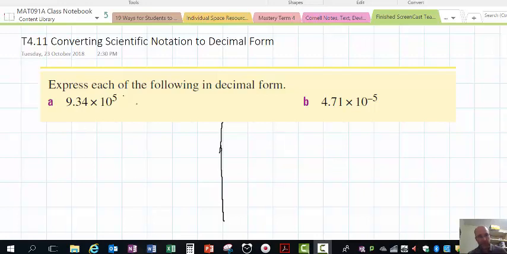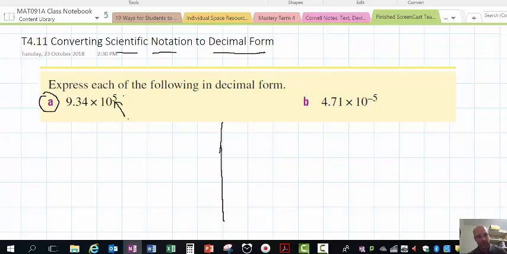Okay, we're converting from scientific notation to just regular decimal form, so regular numbers, and we've looked in the previous video what scientific notation is and how to go from decimal to scientific. Now we're going back the other way. Let's just check this first example here out of the two, 9.34 by 10 to the 5.